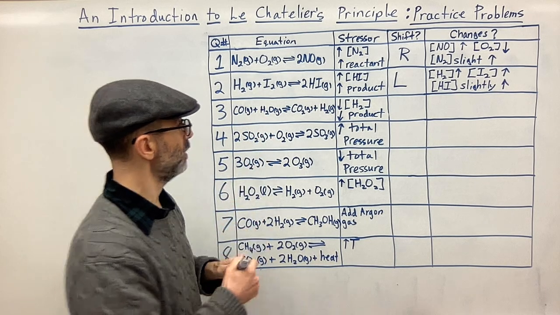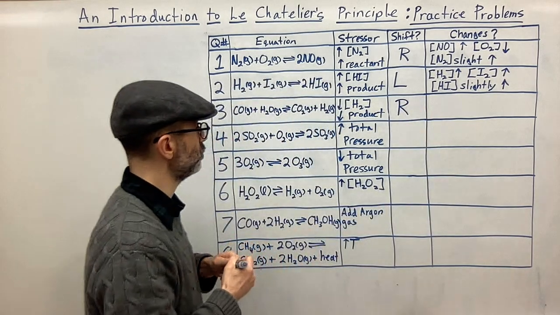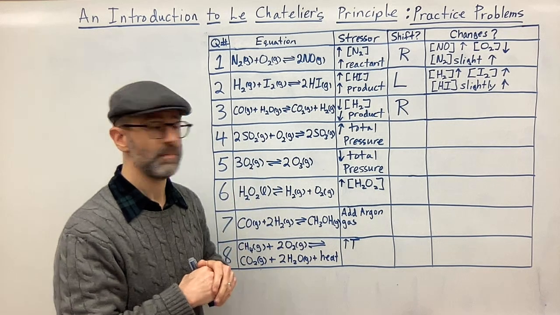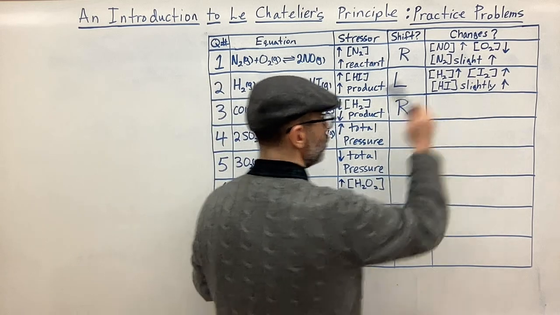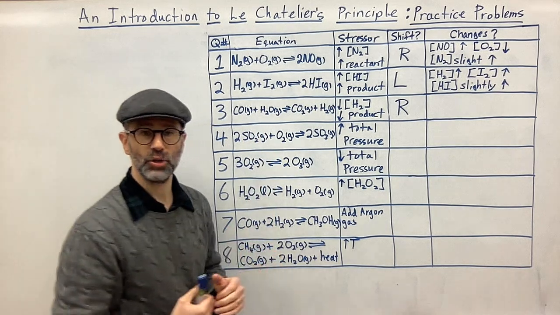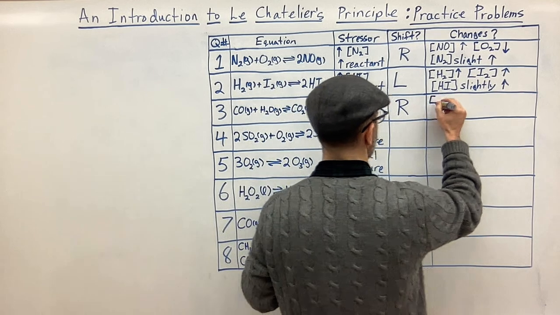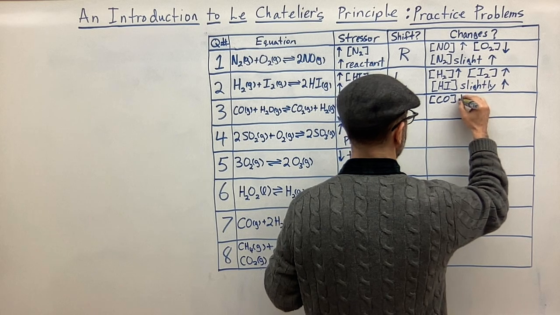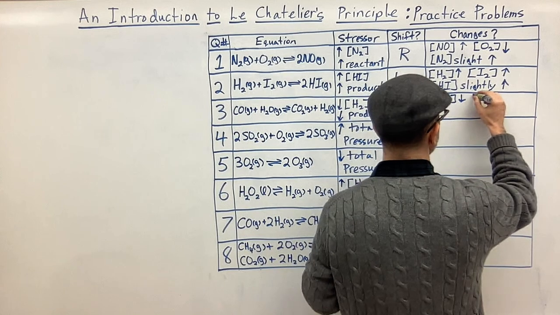So what's going to happen? It's going to shift right to create more product to try to get it back up to where it was before. So at the end, when we have our new equilibrium, what are the changes to our reactants? Well, those reactants are going to go down. So the concentration of CO goes down. The concentration of H2O goes down.